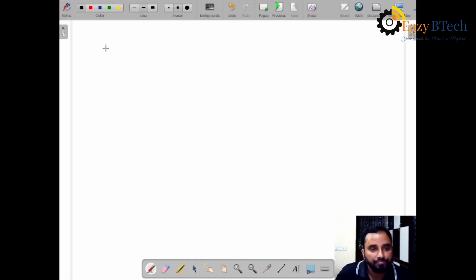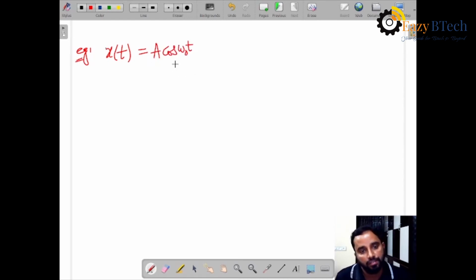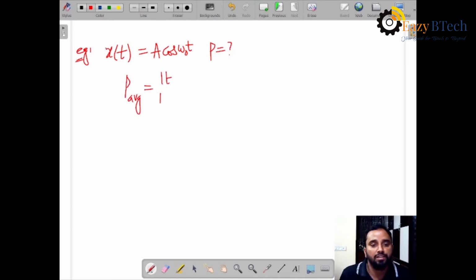Now let's have some problems on energy and power. So first we do power calculation. How to do power? Take an example: x of t is equal to A cos omega naught t. What is the power of this signal? So we have a formula, average power: limit T tends to infinity 1 by 2T integral minus T to plus T mod x of t whole square dt.